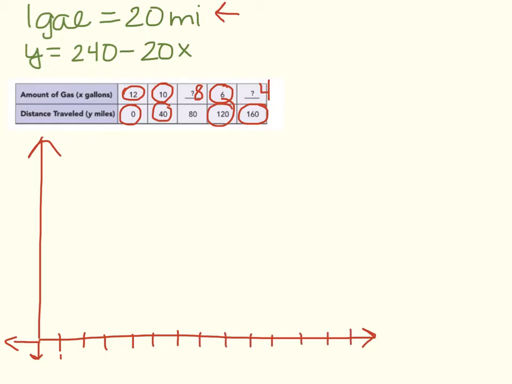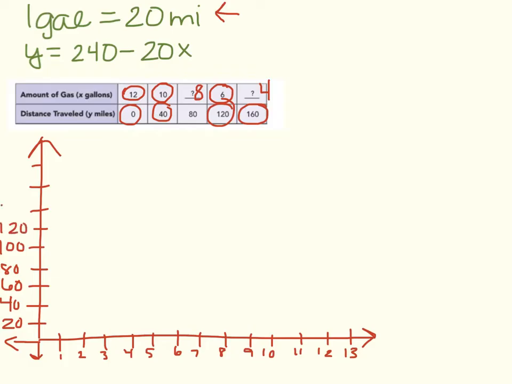With this being 1, 2, 3, 4, 5, 6, 7, 8, 9, 10, 11, 12, and 13. And each mark on my y-axis is to represent 20 miles. So this will be 20, 40, 60, 80, 100, 120, 140, 160, and 180. Okay, now let's graph our relationships.